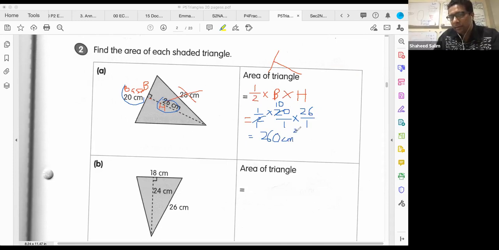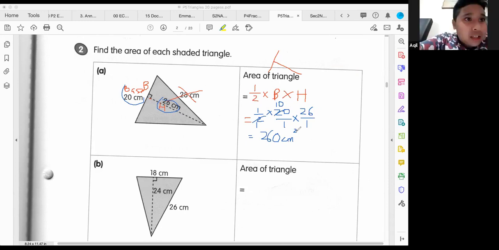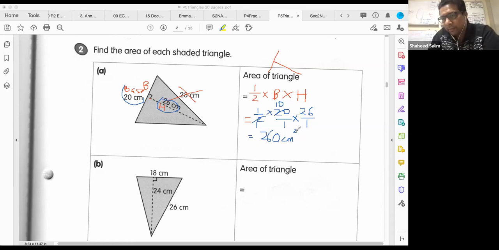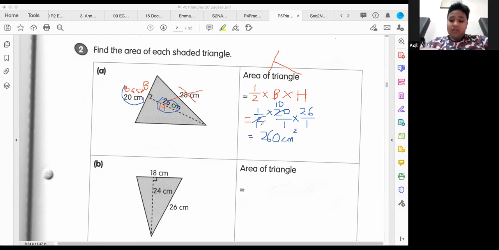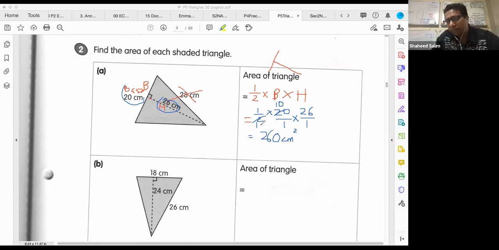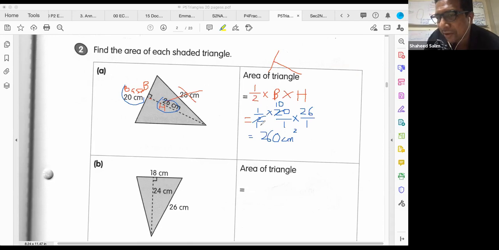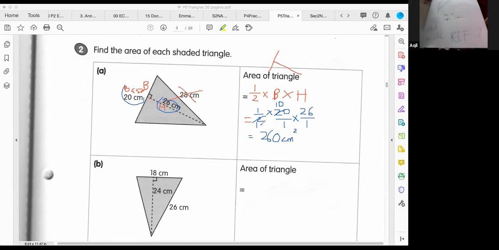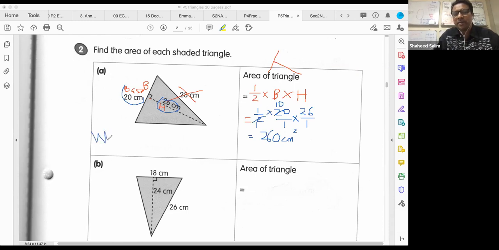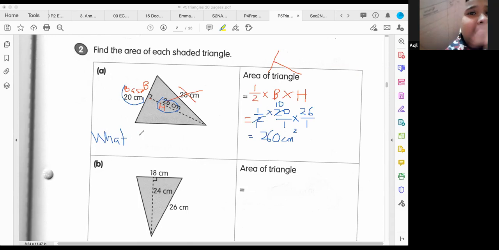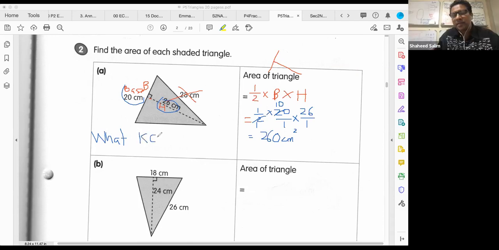Am I lagging or are you lagging? I need to use KCF or not? What is KCF? I don't know what the KCF is.